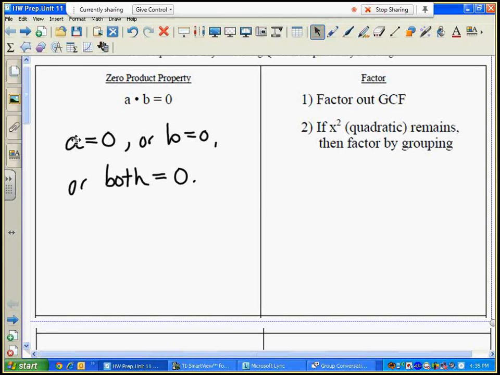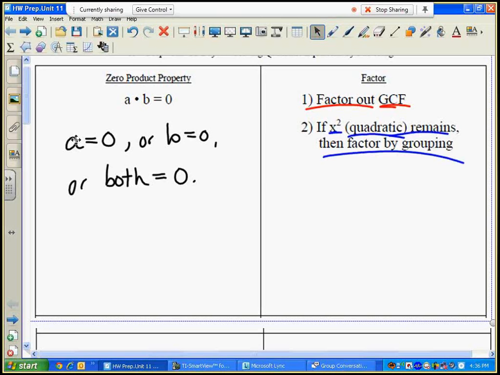quadratic equations. Over in the top right-hand corner, I asked you guys to write down the word factor. There are going to be two items in our checklist when you're factoring these. The first thing I always want you guys to look for is a GCF, and if you see one, I want you to factor it out. After that, as you look at what's left over, if an x squared or a quadratic remains, then I want you to factor it by grouping. Okay, make sure you guys copy this down.